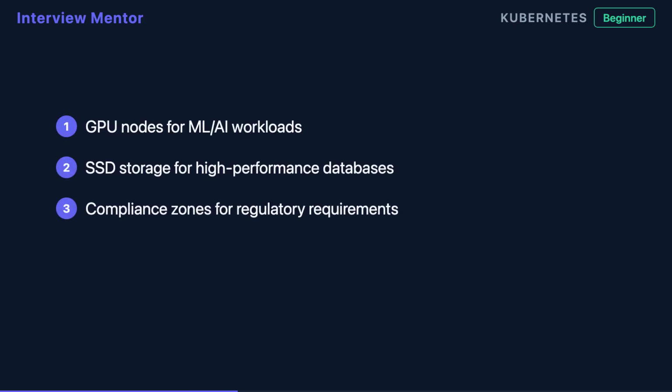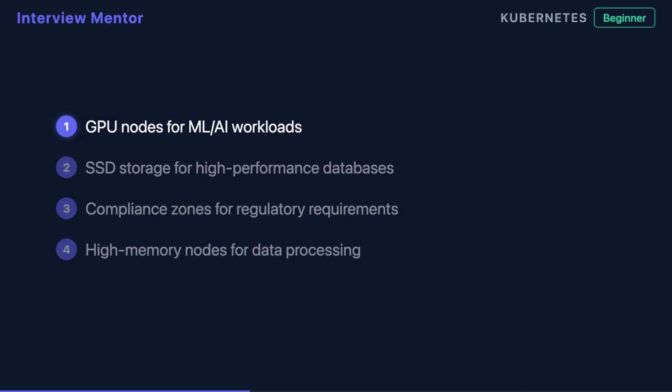When do you use node selectors? Classic examples include directing machine learning workloads to GPU nodes, ensuring databases run on nodes with fast SSD storage, placing workloads in specific compliance zones for regulatory requirements, or reserving high memory nodes for data processing jobs. Anytime you need hardware-specific or location-specific pod placement, node selectors are your first tool.